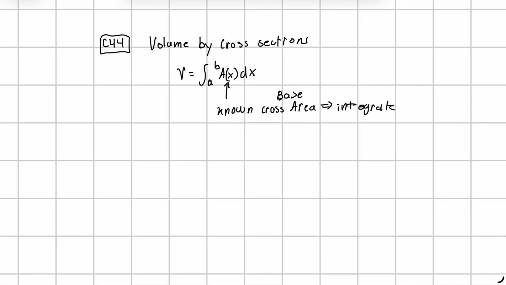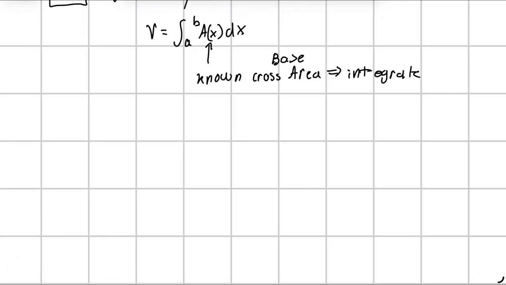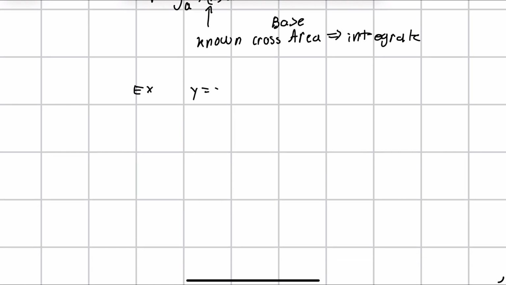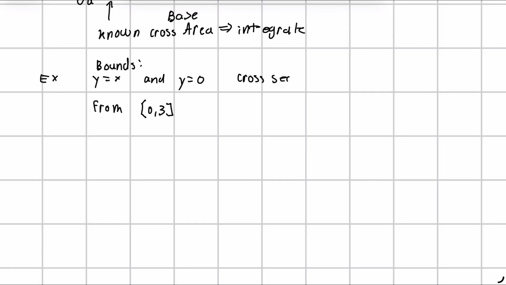For case 44, we have the volume by cross-section. So volume is equal to the integral from lower bound a to upper bound b of A(x), which is going to be the known cross-sectional area, and we can integrate this. So for example, let's say we have y is equal to x, and this is one of our bounds. So we have the bounds of y is equal to x, and also y is equal to 0, from the interval of 0 to 3. We also know that our cross-sections are perpendicular to the x-axis, and they're going to be squares. Okay, and we want to find our volume.